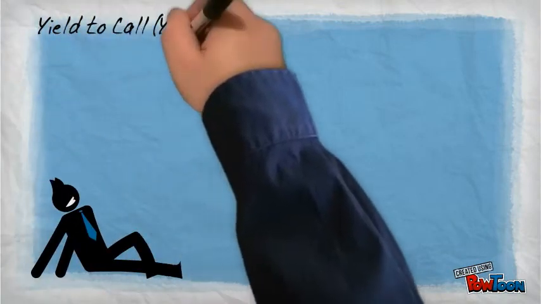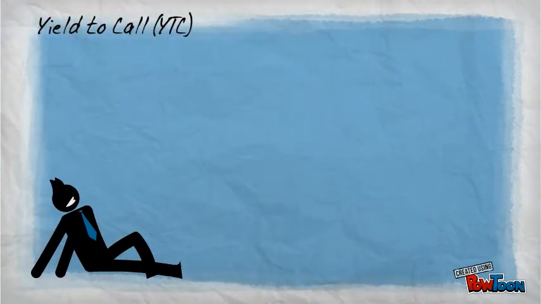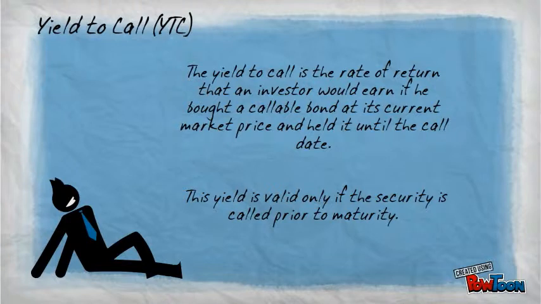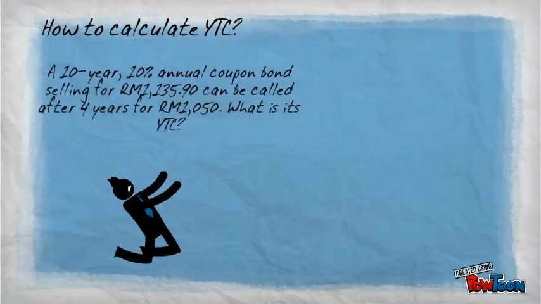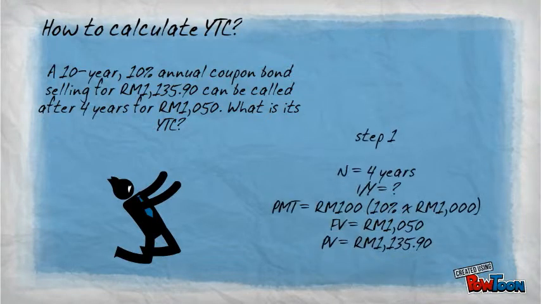Yield to call, YTC. It is the rate of return that an investor would earn if he bought a callable bond at its current market price and held it until the call date. This yield is valid only if the security is called prior to maturity. In order to calculate yield to call, please see the calculations as follows.